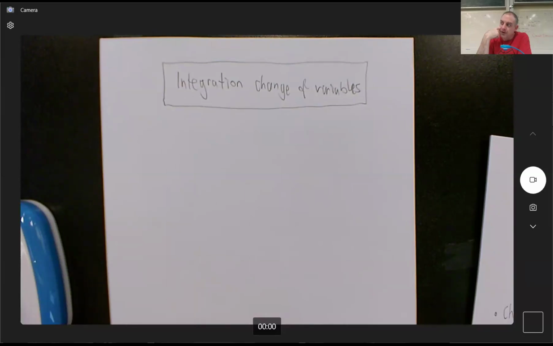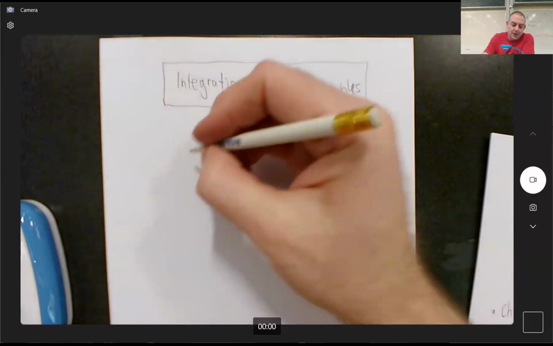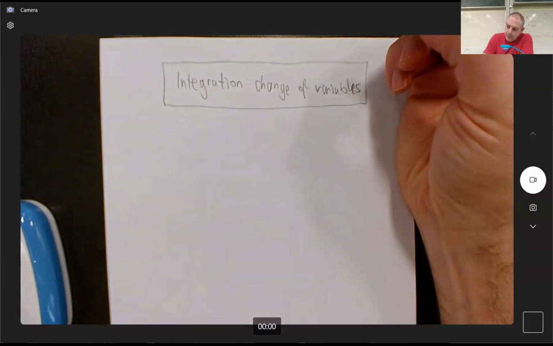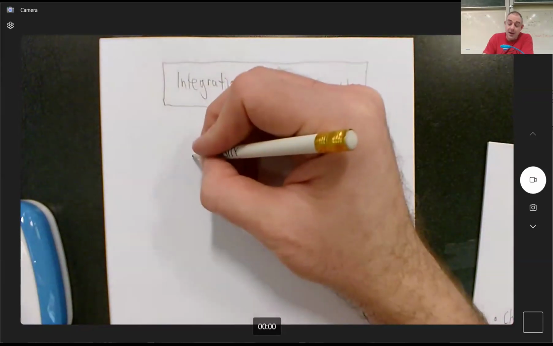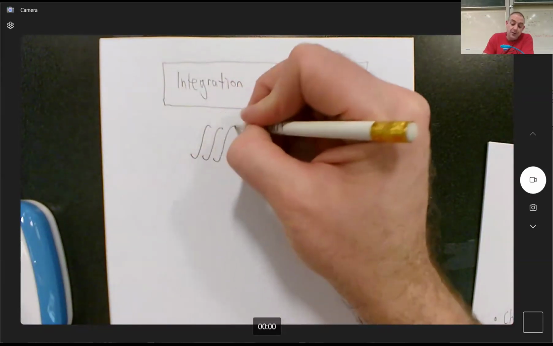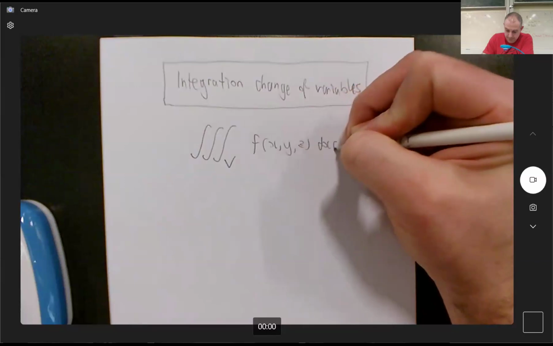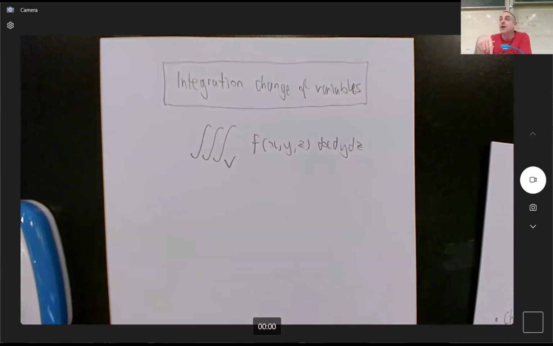Bear with me, just thinking. I can start talking now. I'm going to start here and I might have to go into other places. If you do an integral across a volume of some function, I'm going to start here.